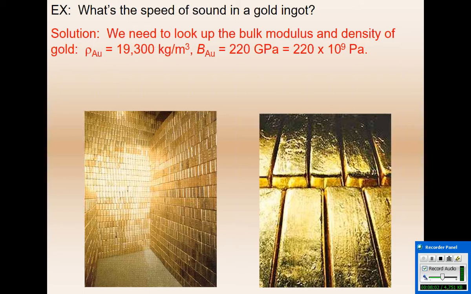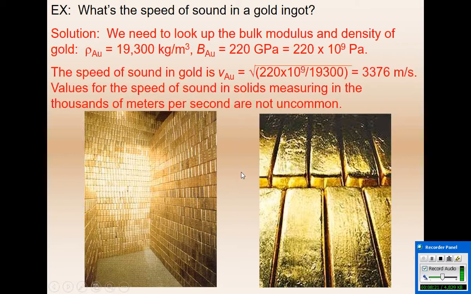gigapascals. Now, because giga is not standard, we have to convert our measurement to standard units. Giga means times 10 to the 9. The bulk modulus is 220 times 10 to the 9 pascals. It is now in standard units. Plug it into the formula: the square root of the bulk modulus divided by the density rho. 3,376 meters per second. Is this reasonable? It's about 10 times the speed of sound in air. But for a solid, that is a perfectly ordinary value for the speed of sound.